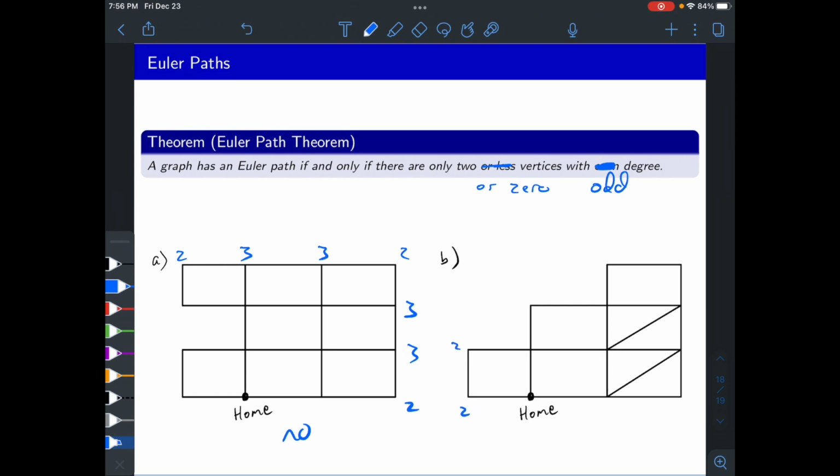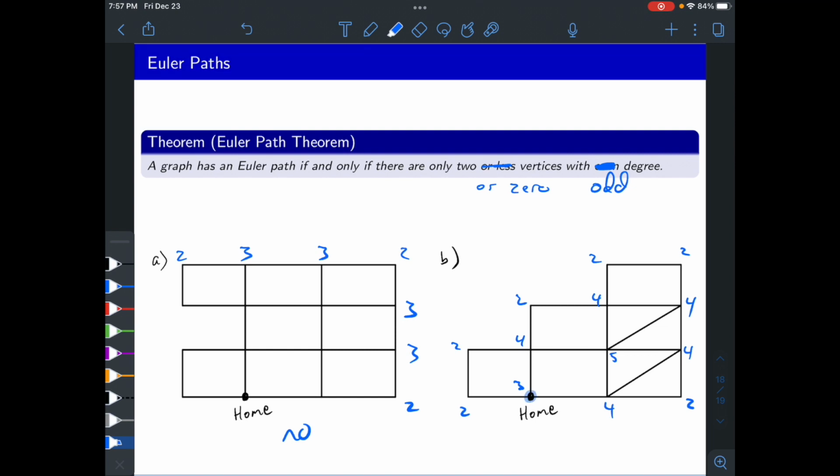So this one, let's count the degrees. 2, 2. This will be 4, 2. That one would be 4, 2, 2, 4, 4. This one is 5. This is 2. This is 4. And this one is 3. So this one does have exactly 2 vertices with odd degree. This one and this one. And so that tells us that yes, there is going to be an Euler path. So let's see if we can actually find one.